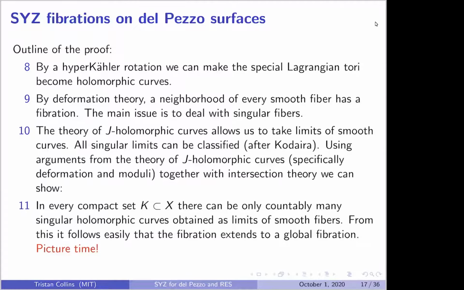Is it possible to replace the smooth curve at infinity with maybe a simple normal crossing divisor? So that's an excellent question. In that case, it's not known if there exists a Calabi-Yau metric, at least not in the case of del Pezzo surfaces with a singular anti-canonical divisor. So the answer is ideally yes, but we don't know. We don't even know what the Calabi-Yau metric is. I see. Thank you.